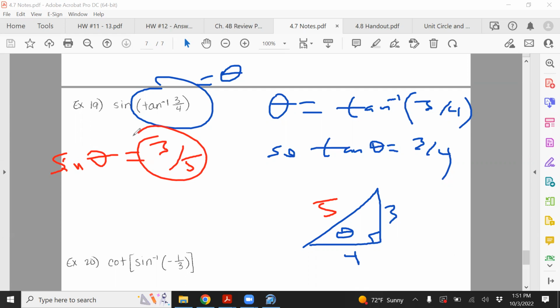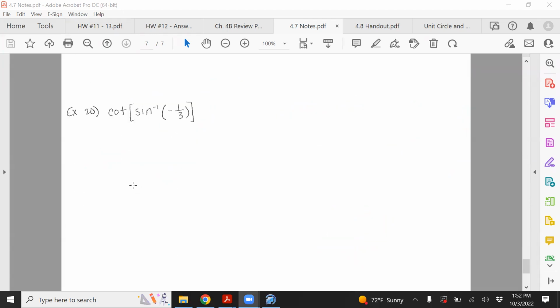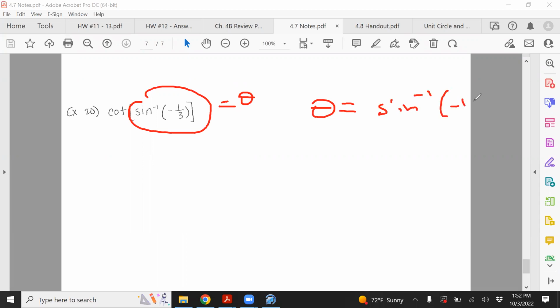But we're okay with 19? We're okay? All right. Example 20. Again, this is theta. So sine theta equals -1/3. Now it's negative. That one's kind of weird.